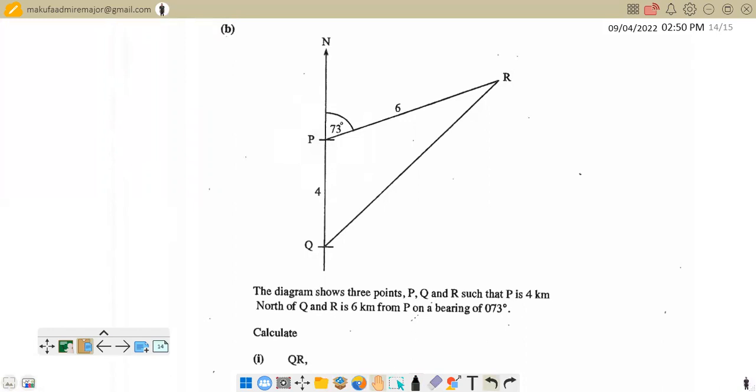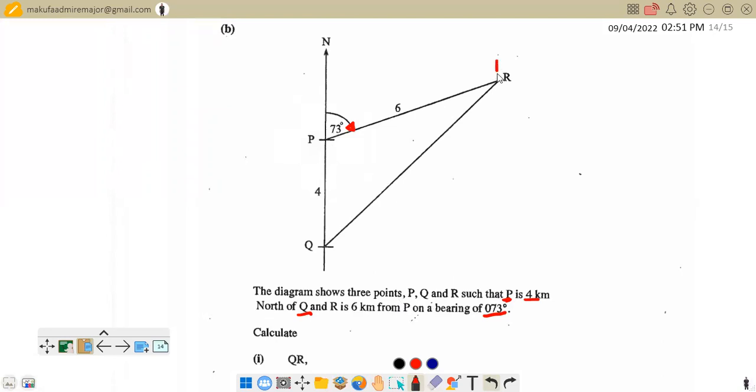So here we are given in the diagram 3 points: P, Q, R, such that P is 4 kilometers north of Q. So this is what we see here, the straight line from P to Q. That is 4 kilometers. And R is 6 kilometers from P on a bearing of 073. That is a 3-figure bearing, which is taken from the north in a clockwise direction. So that's 73 degrees to point R.